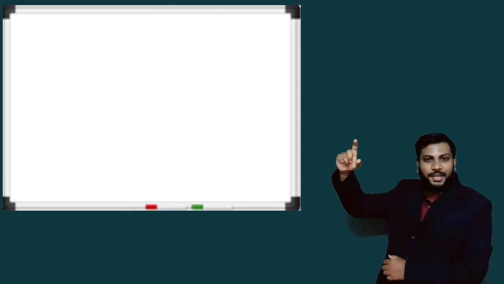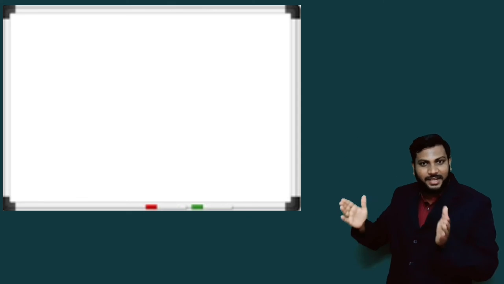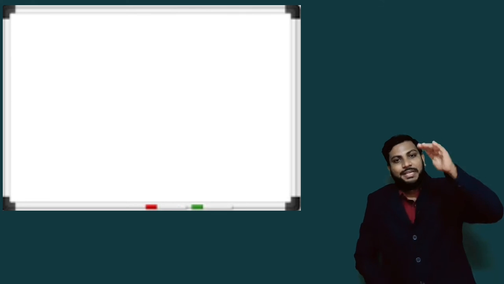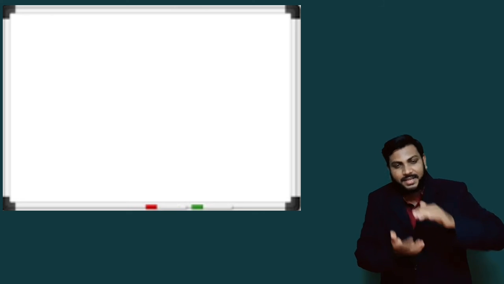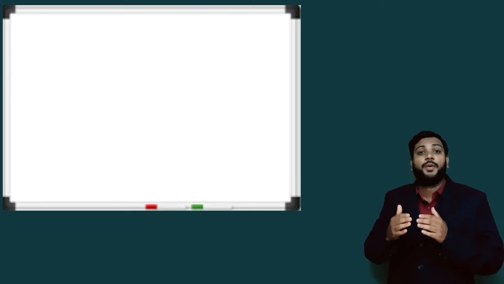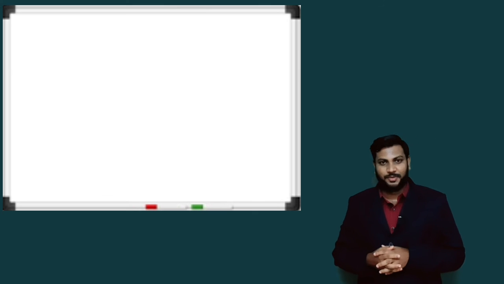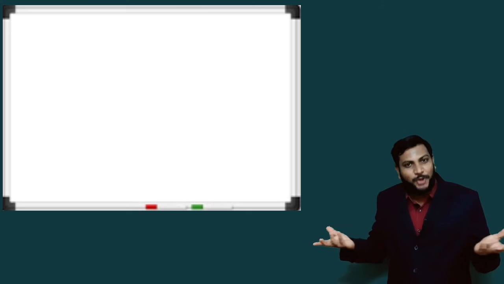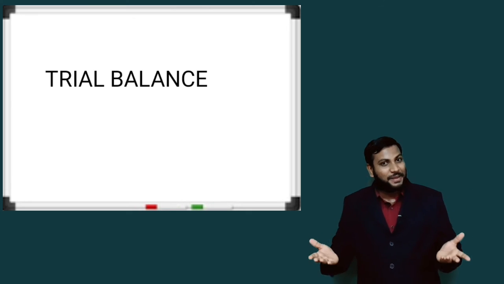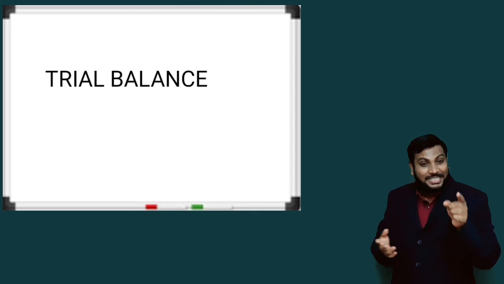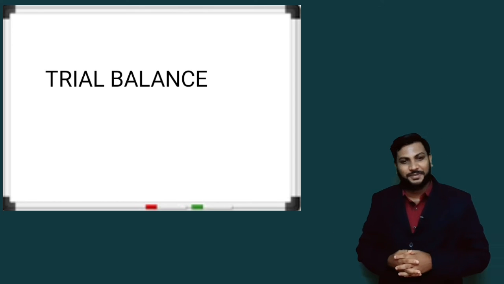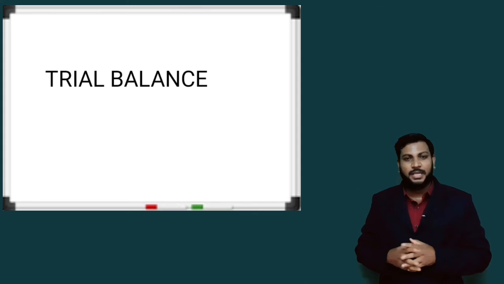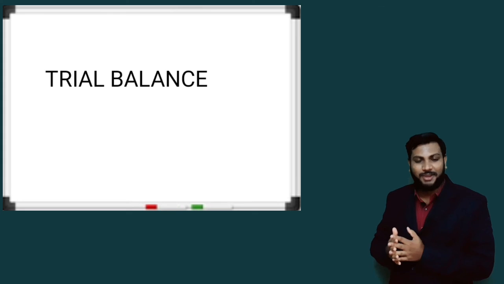So after recording, we have to classify the transactions on the basis of similarities, and then we have to summarize, to sum up the transactions for easy understanding. For summarizing, we are using trial balance. Very good. Have you heard about trial balance? No, no problem. Summarizing is done through trial balance.